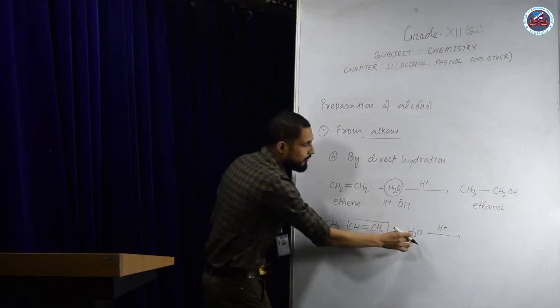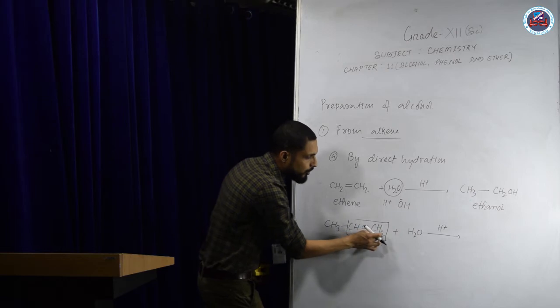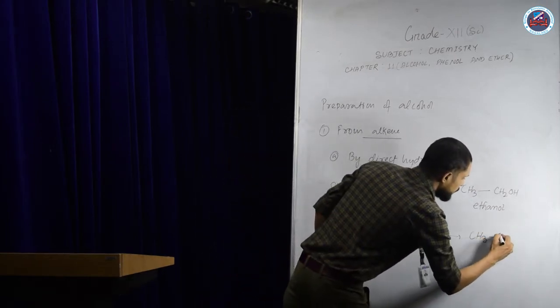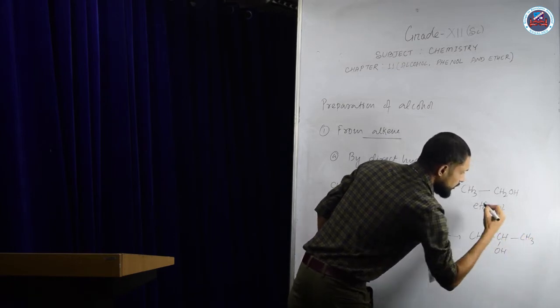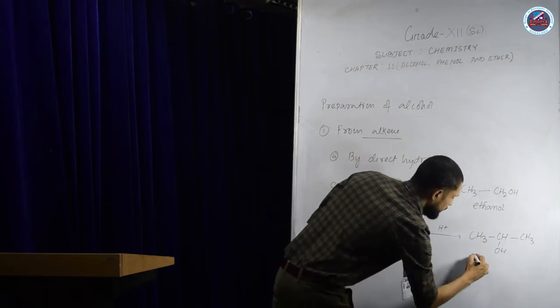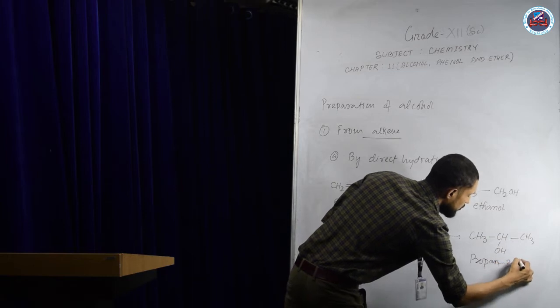So the negative part is OH. So OH will go to this carbon and H will go to the terminal carbon. So we'll get this product. CH3, CH, OH, CH3. So this is Markovnikov product. Name of this compound is propan-2-ol.